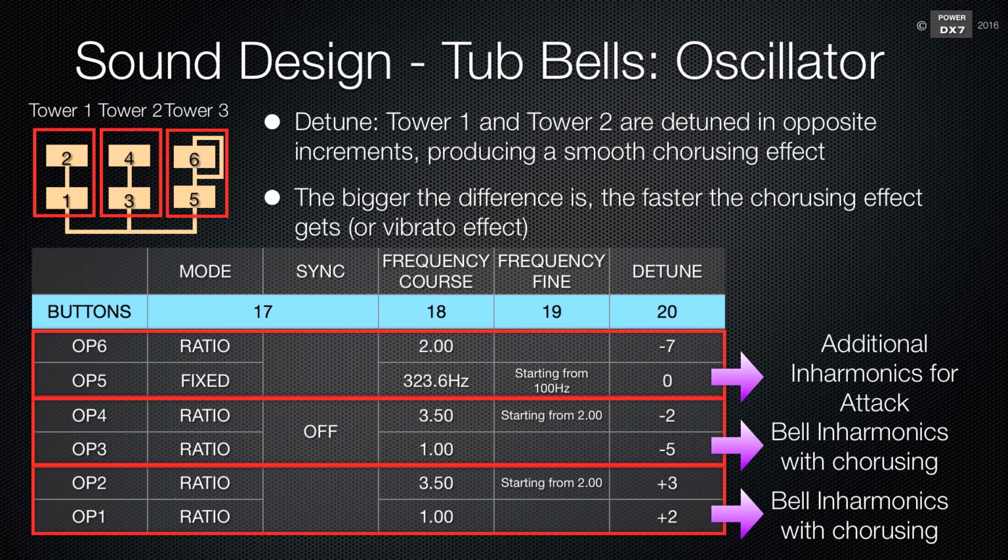So we can summarize what we've learned so far. Towers 1 and 2 generate bell inharmonics and they are detuned in opposite increments so that they produce a smooth chorusing effect. Tower 3 generates hammer-like inharmonics for attack, but it's very quiet.